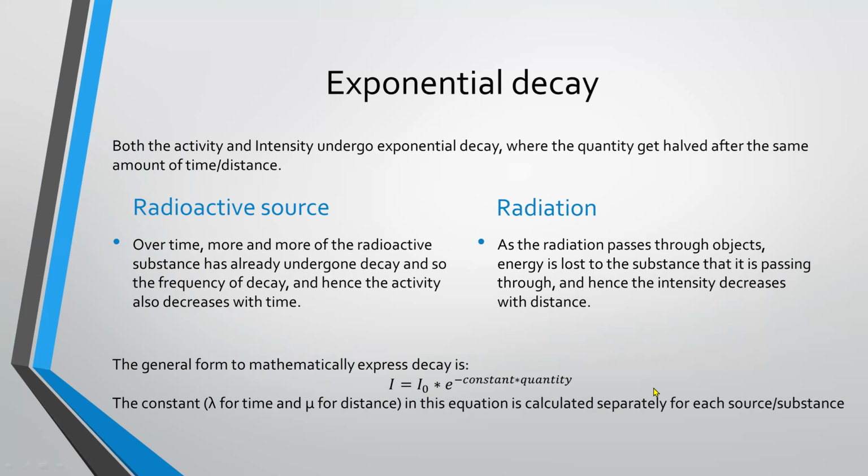As radiation passes through an object, energy is lost to the substance, and intensity decreases with distance. For example, take the energy released by the sun: just imagine how much it would be right near it, and how much it would be 10 meters away from the sun. If the energy is 1000 joules at 0 meters, we might think it would be, say, 100 at 10 meters.